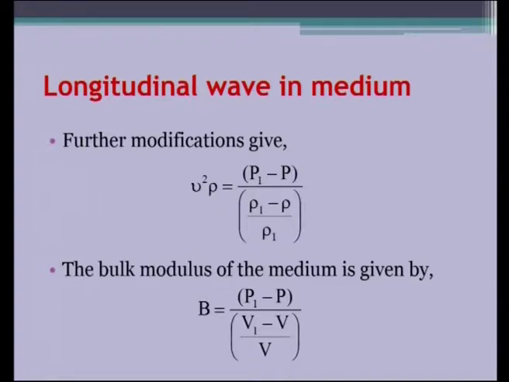Let us proceed further. The further modification to the earlier expression gives us this form. We have rewritten the previous equation, and in the numerator we have the pressure difference, and in the denominator we have a relative change in the density. This is called the change in density, and we have the original value. So, this is called the relative change in density term.